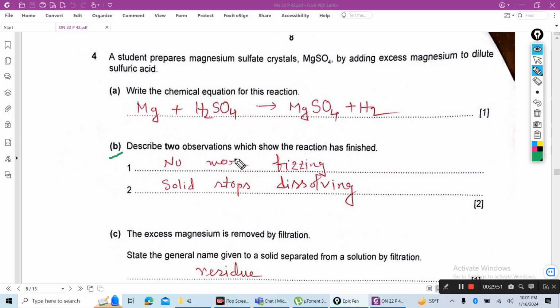Number B, describe 2 observations which show the reaction has finished. In this reaction hydrogen is produced, so fizzing occurs, and solid will dissolve. When magnesium reacts with sulfuric acid, magnesium will dissolve. This question is asking two observations to show that reaction has finished. No more fizzing. When fizzing is stopped, that means reaction is completed. And solid stops dissolving. When reaction complete, solid does not dissolve.